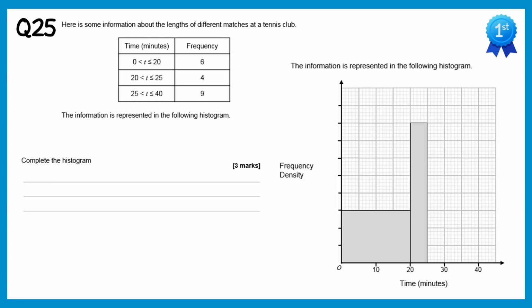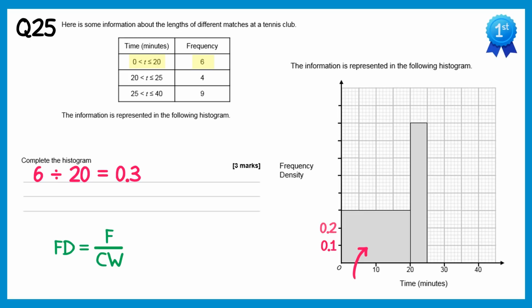The formula for working out frequency density is frequency density equals frequency divided by class width. So if we look at the first group, we have a frequency of 6 and a class width of 20. So 6 divided by 20 is 0.3. This tells us that the first bar drawn here must have a height of 0.3, so we can complete the axis, up to 0.3 and beyond.